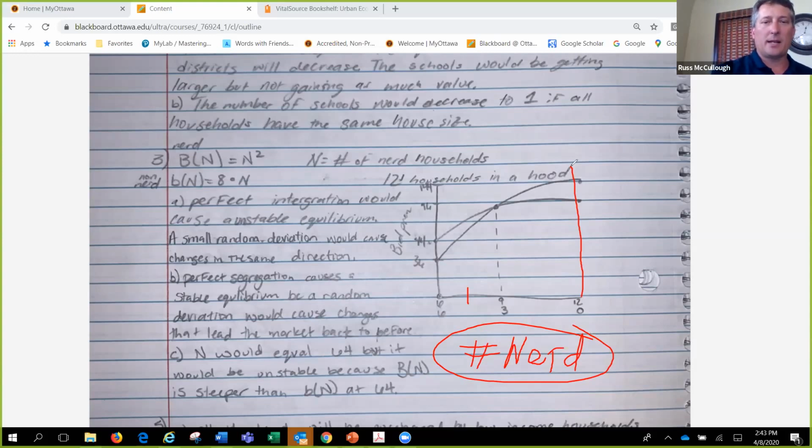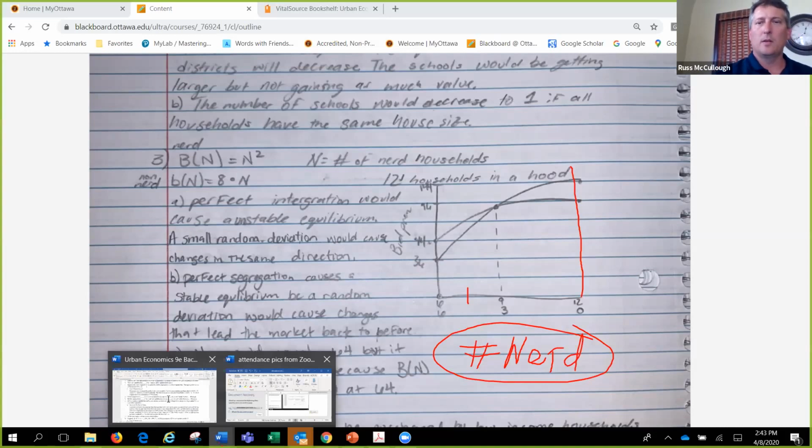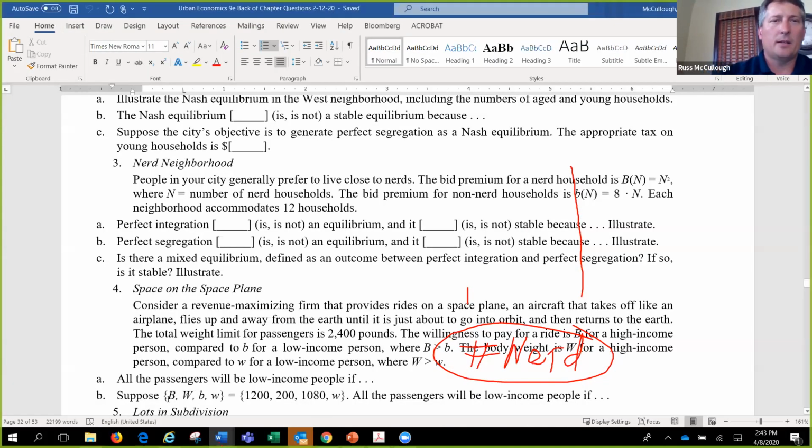Okay, so let's go back to the problem. On the answer key, what did we have? Stable, and then the mixed was the solution. So this was a stable outcome. Let me get this back. Oops, sorry. Okay, so perfect integration: stable, not stable? Is it in equilibrium? Is it not? Illustrate. Okay, so we've got the 12 households.